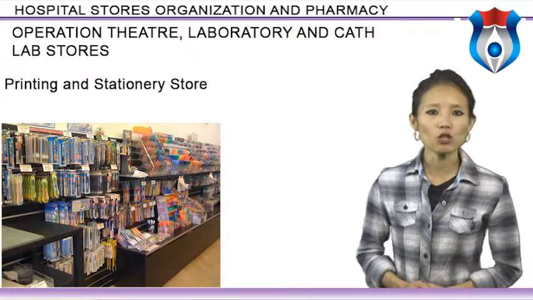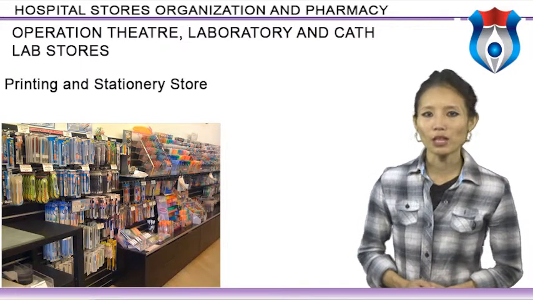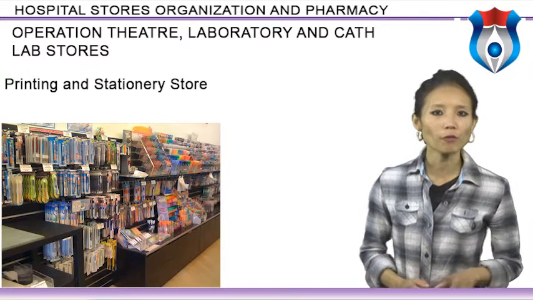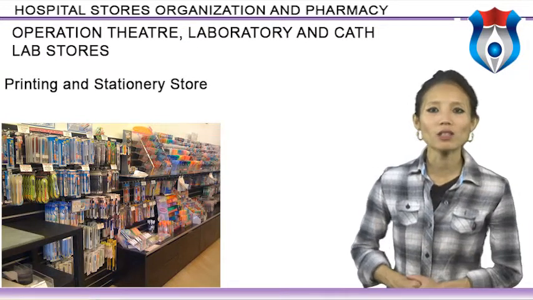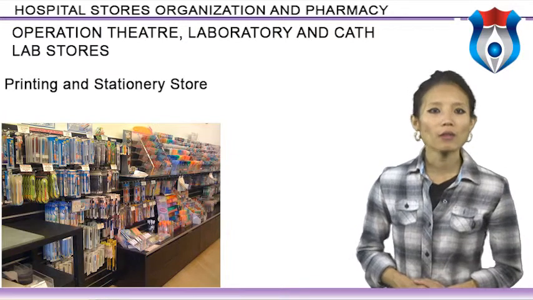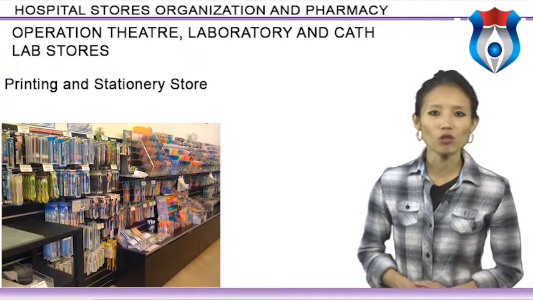The printing and stationery store may handle as many as 400 items of the value of about 4 lakhs in a month. The most expensive item is computer stationery and the fastest moving items are requisitioned books.